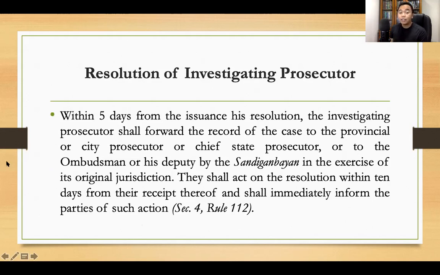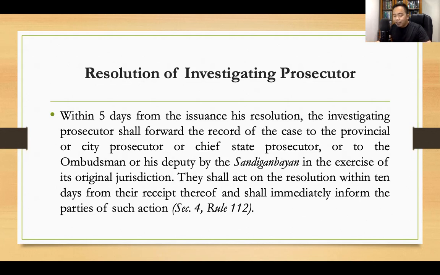Now, within 5 days from the issuance of his resolution, now that there is a finding on the part of the investigating prosecutor to hold the respondent for trial, what the investigating prosecutor will do is to forward the record of the case to whom? The provincial or city prosecutor or chief state prosecutor, or to the ombudsman or his deputy in cases cognizable by the Sandiganbayan in the exercise of its original jurisdiction.